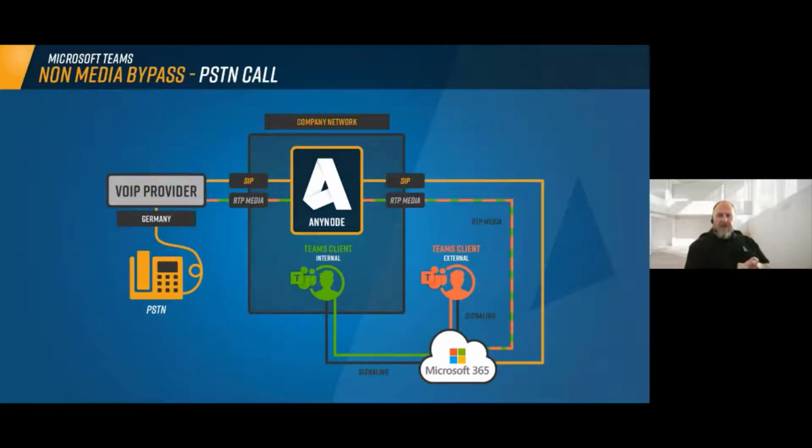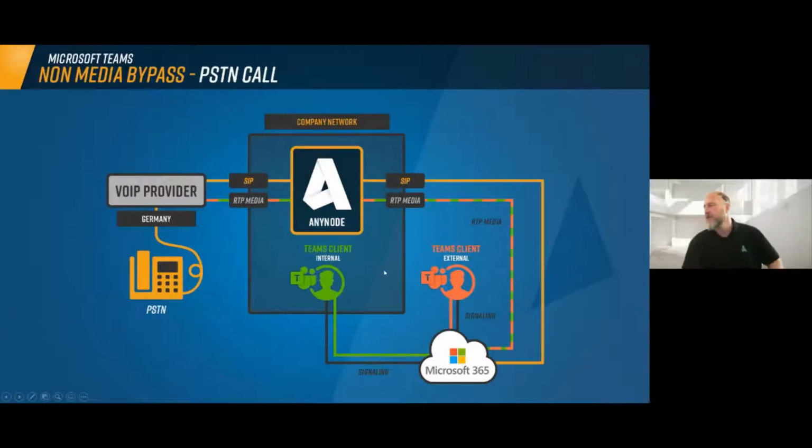When Teams direct routing was originally announced, the base mode of operation was something that was called non-media bypass. Protocol-wise, that was the simplest implementation, but also the one with the biggest drawbacks. All media exchange between the peers would have to go through a centralized component, which is the Teams phone system in the Azure cloud.